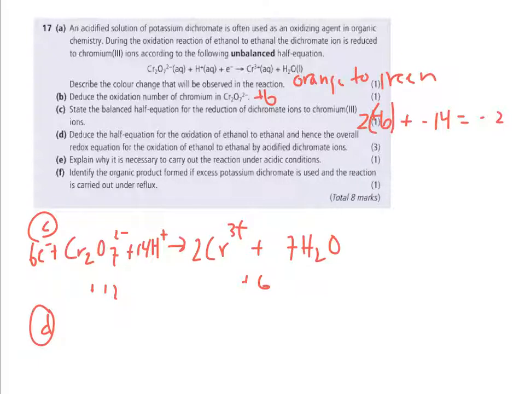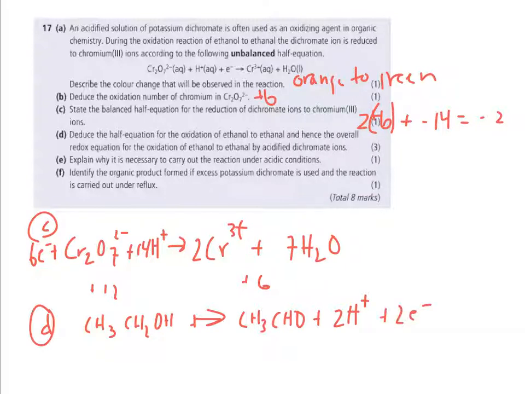D says deduce the half equation for the oxidation of ethanol to ethanal, and hence the overall redox equation for the oxidation. So D, I'm going to have CH3CH2OH is going to become, just need an arrow here, CH3CHO, and so I'm going to need 2 hydrogen to balance that, which means I'll need 2 electrons. So then I'm going to have to multiply this by 3 before I can combine them, so that I have 6 electrons.